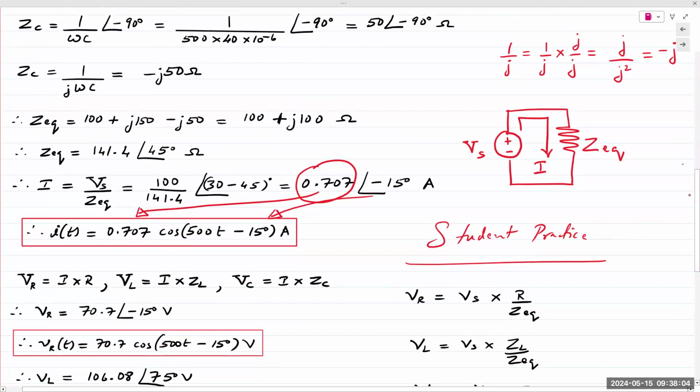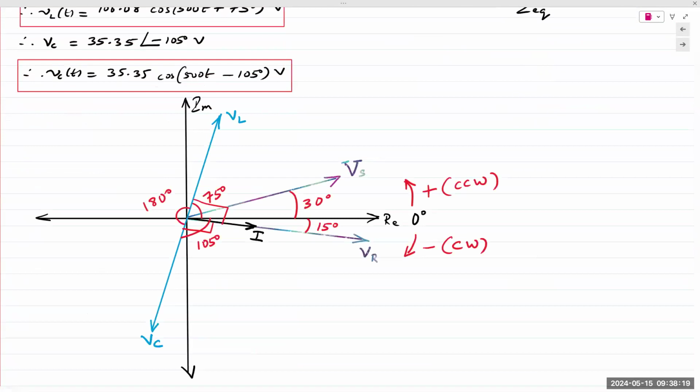The voltage is 100 volts. The current is not even 1 amp. 0.707 is very low. So these are absolutely not to scale. VR is more than 100 times as long as I.